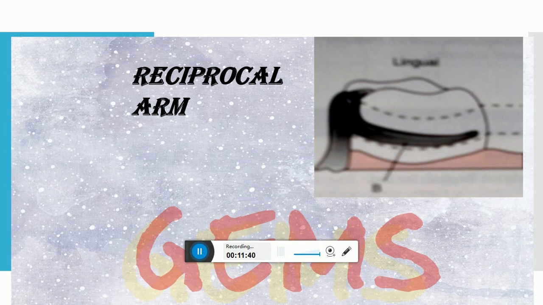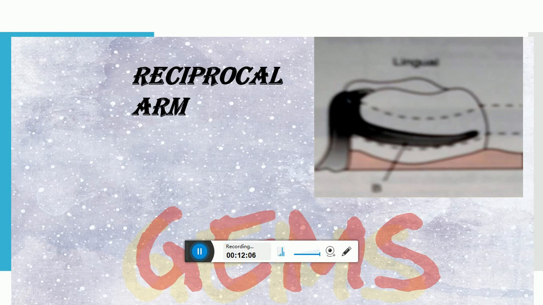Reciprocal arm. I know the retentive arm is clear now. Now, reciprocal arm. Listen carefully. It is rigid and it is placed above the height of the contour. It is not tapered like the retentive clasp. It is designed to contact the tooth before the retainer clasp does.